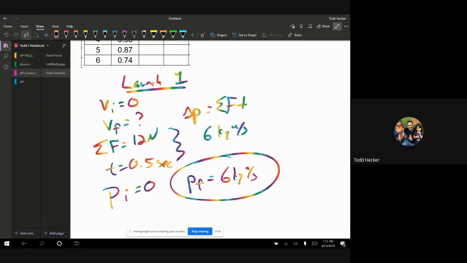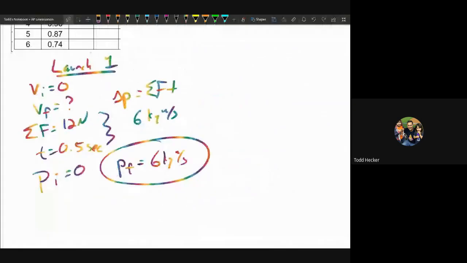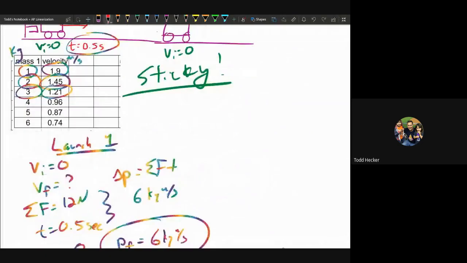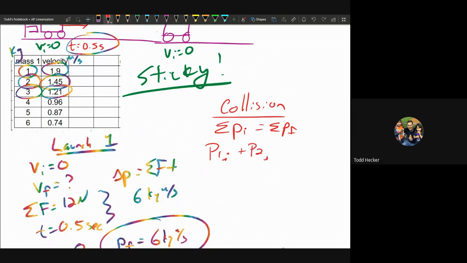Why do we care about all of this? Well, now let's consider the collision. Let's use red. During the collision, what do we know? I know that the total momentum of the 2 carts before the collision has to equal the total momentum of the 2 carts after the collision. So that means the momentum of cart 1 right after it gets launched plus the momentum of cart 2 before the collision equals the momentum of 1 after the collision, plus the momentum of 2 after the collision.